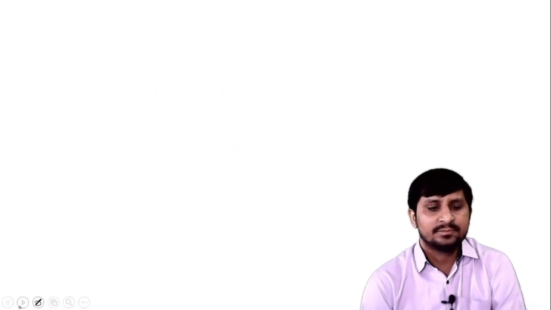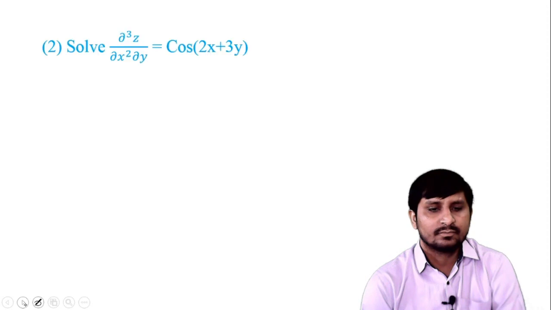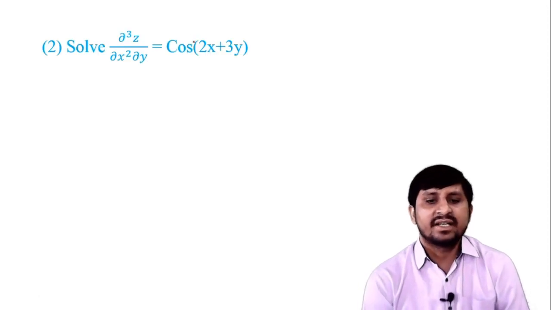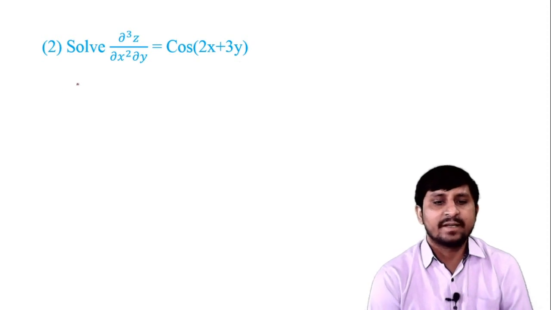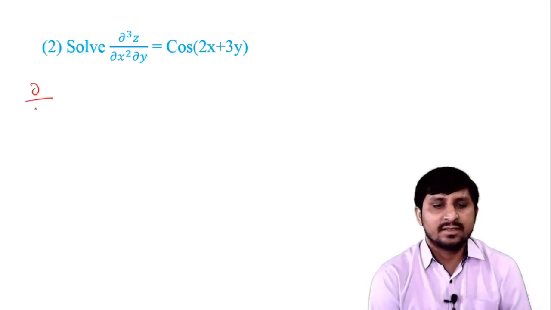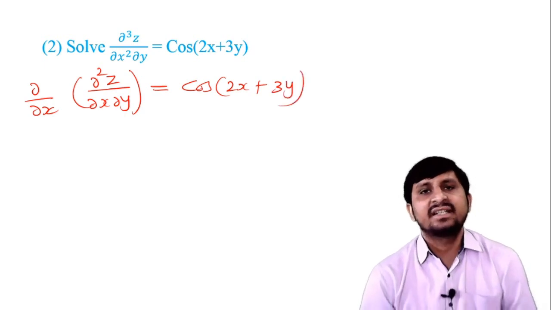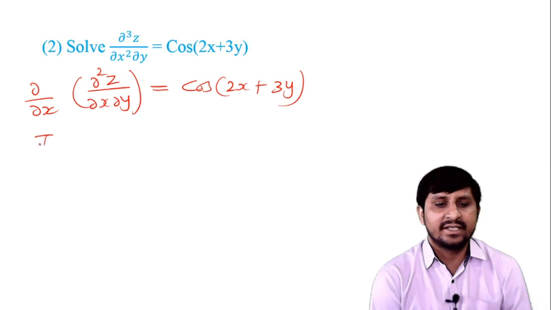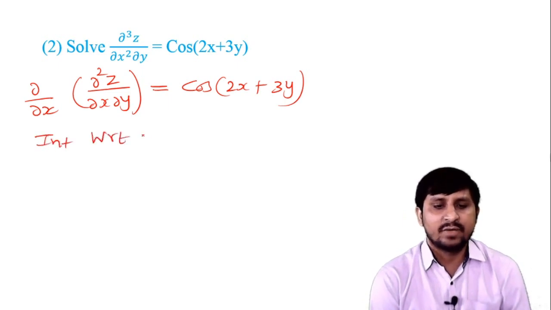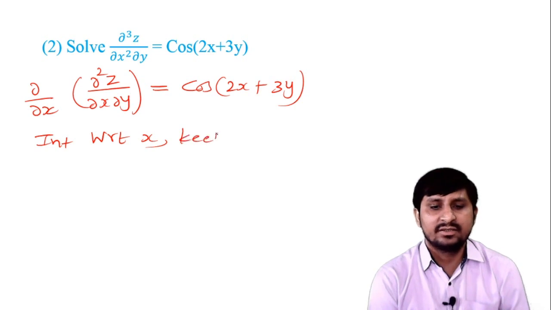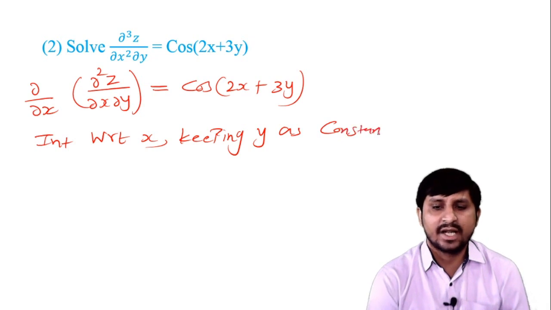Let's solve one more example. Del cube z by del x square del y is equal to cos of 2x plus 3y. So I can write this as del by del x of del square z by del x del y on the left hand side, equal to cos 2x plus 3y. Now you can easily understand that first we have to integrate with respect to x, keeping y as constant.